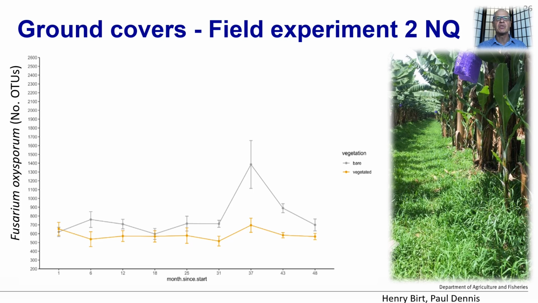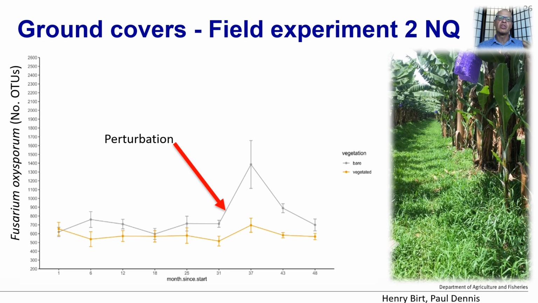Following establishment of the treatments, there was an increase in Fusarium oxysporums in the bare soil, the silver line, compared with the vegetated ground cover treatment, the yellow line. At around 36 months, the 3-year period after planting, there was a significant increase in the abundance of Fusarium oxysporum OTUs in the bare soil, which declined at around 42 months.